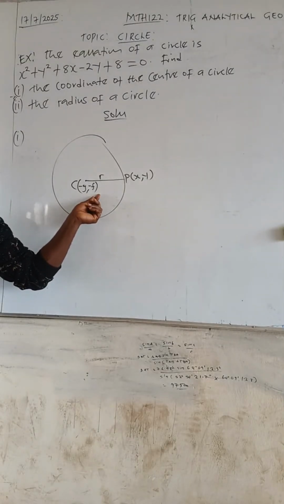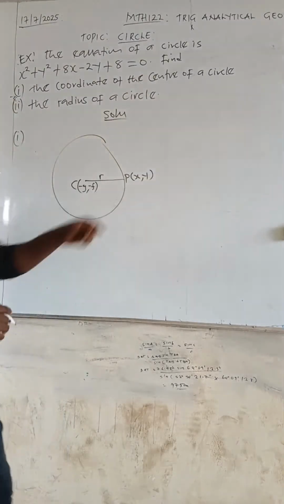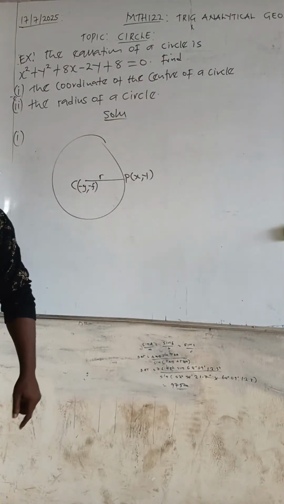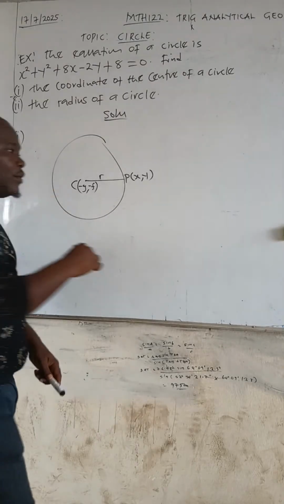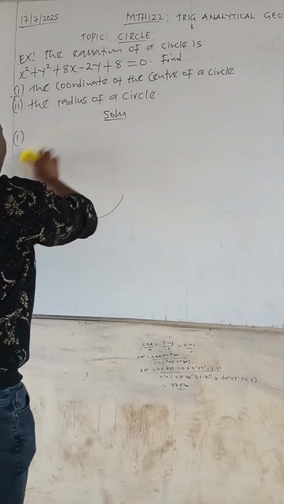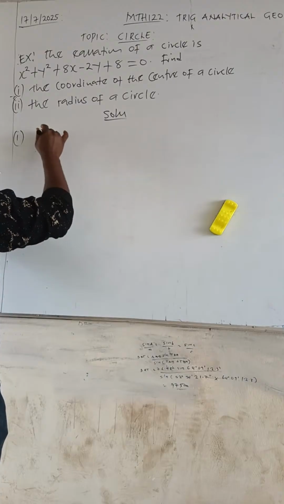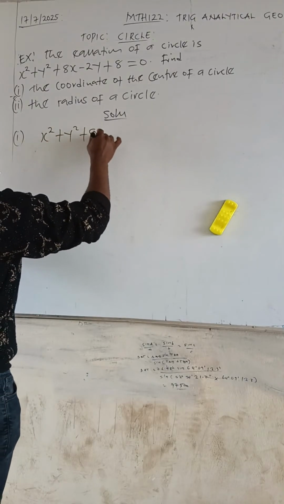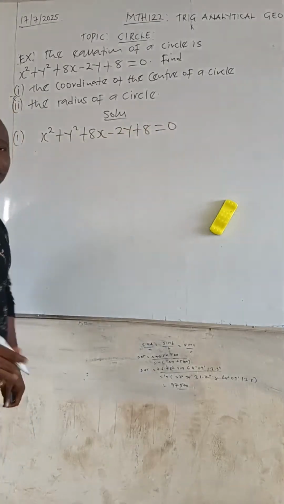Is that clear? If they say find the coordinates of the center of a circle, how are we going to obtain this? It's as simple as ABC. Already you have been given the equation of a circle, true or false? And what is the equation of the circle here? x squared plus y squared plus 8x minus 2y plus 8 equals what?